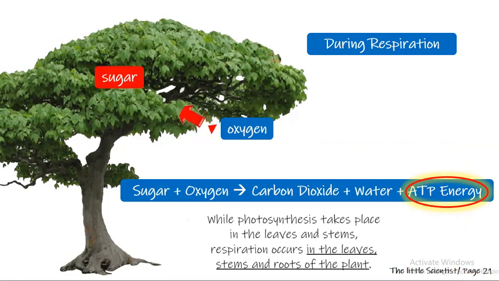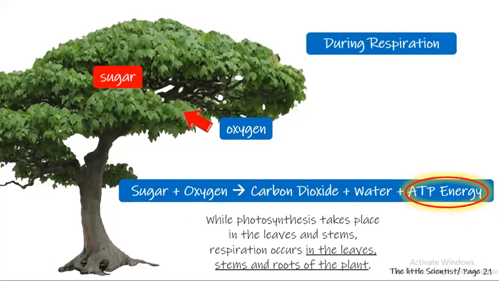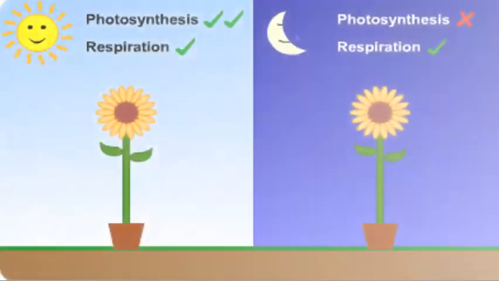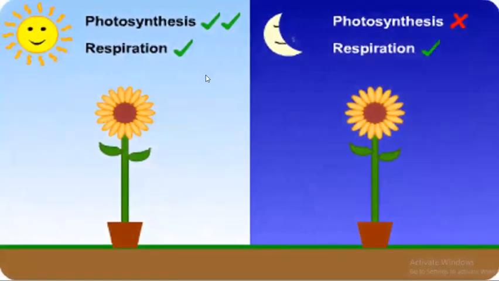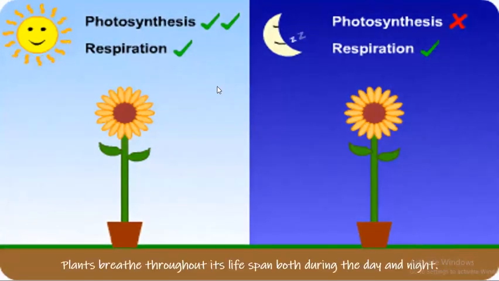Photosynthesis happens in the leaves. The leaves are the kitchen. While respiration happens almost in all the parts of the plant. Photosynthesis is a process that needs sunlight energy. So for sure, photosynthesis does not happen during the night. During the night, photosynthesis cannot happen because this process needs sunlight energy and there is no light at night.